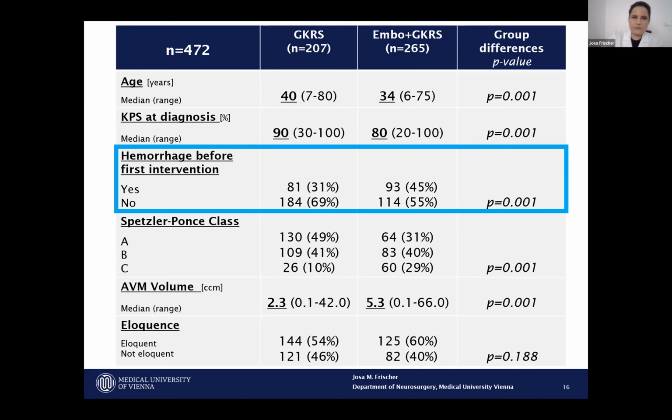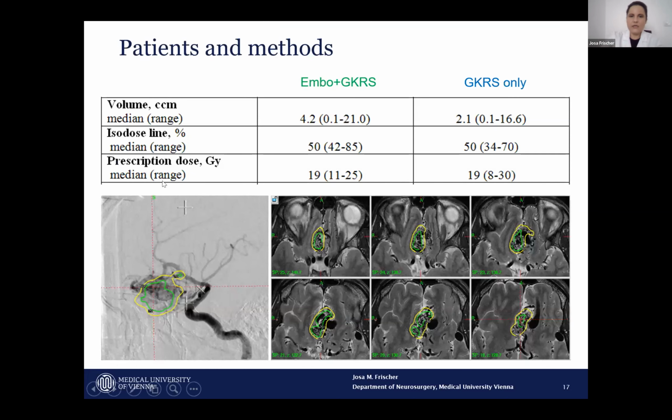We included in this study AVMs of all Spetzler-Ponce and Spetzler-Martin grades, and this was also obviously a very wide range of AVM size, AVM volume, and localizations all over the brain. Well, to show you here very quickly, that's a typical, very nice AVM at the bottom, just to illustrate treatment planning, but to show the crude data.